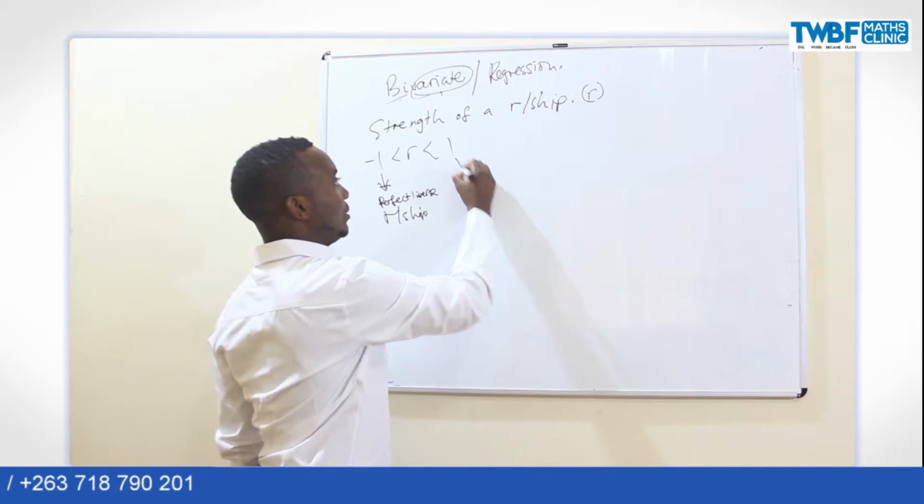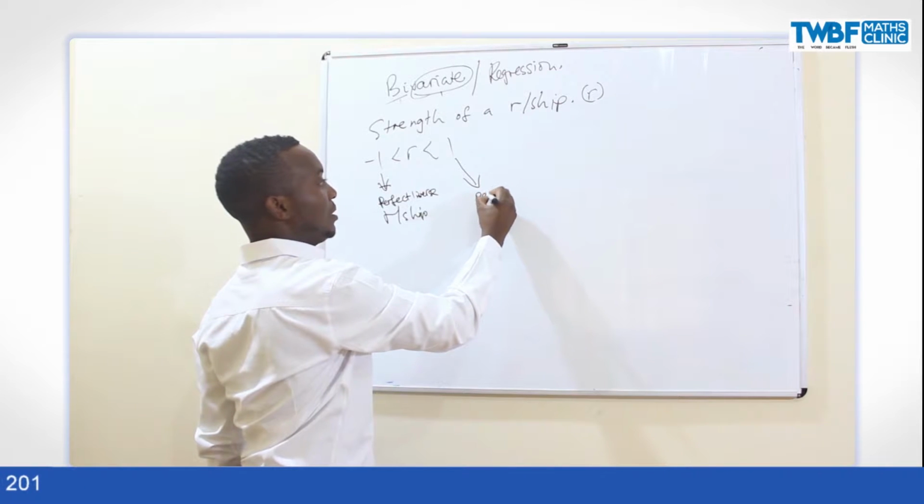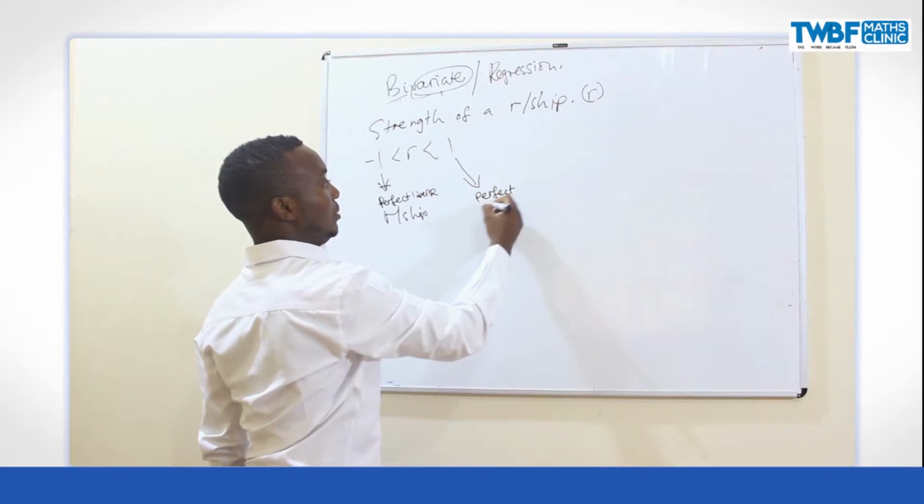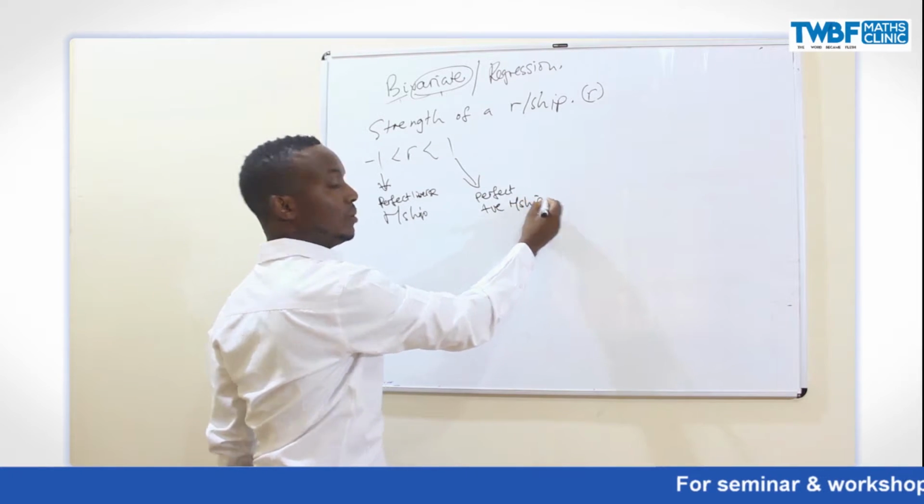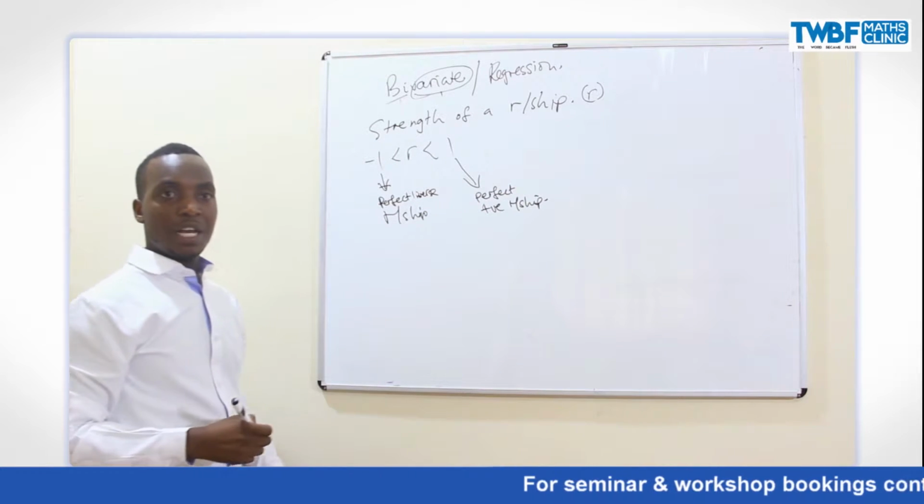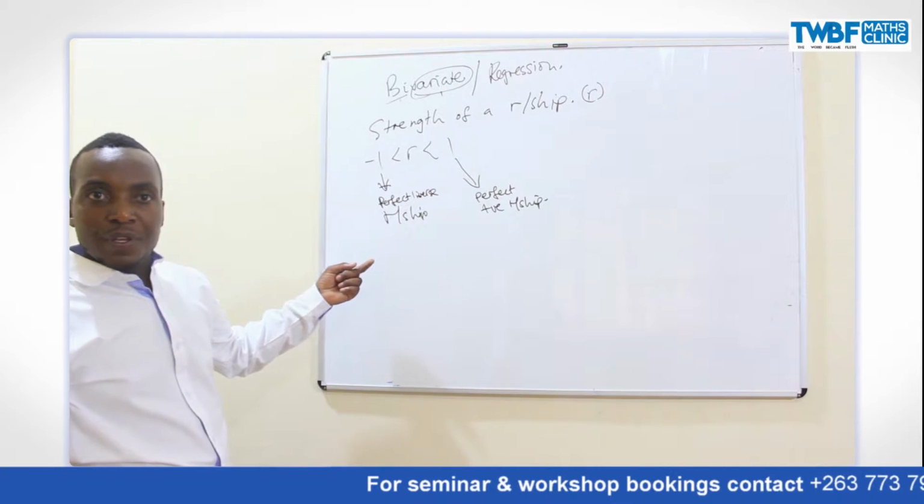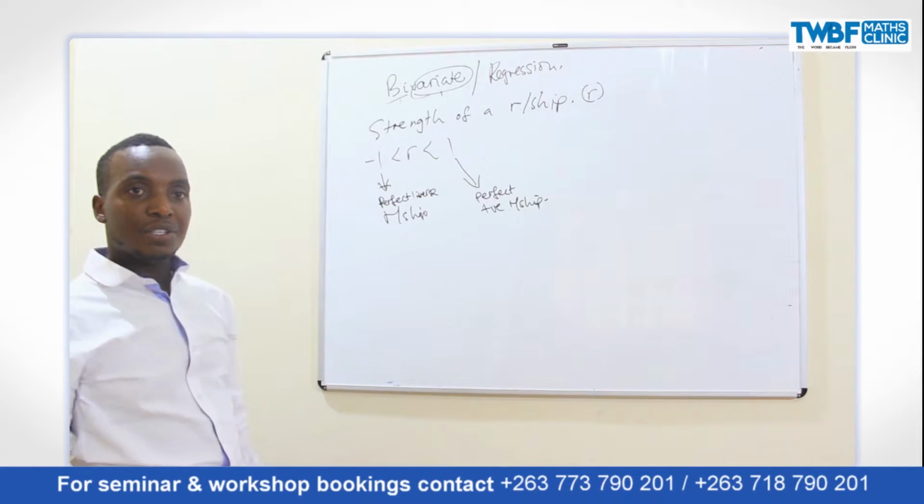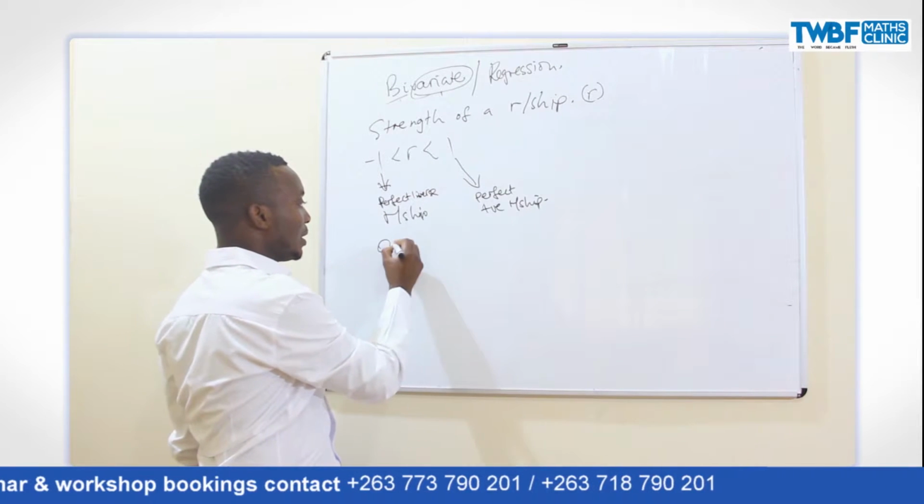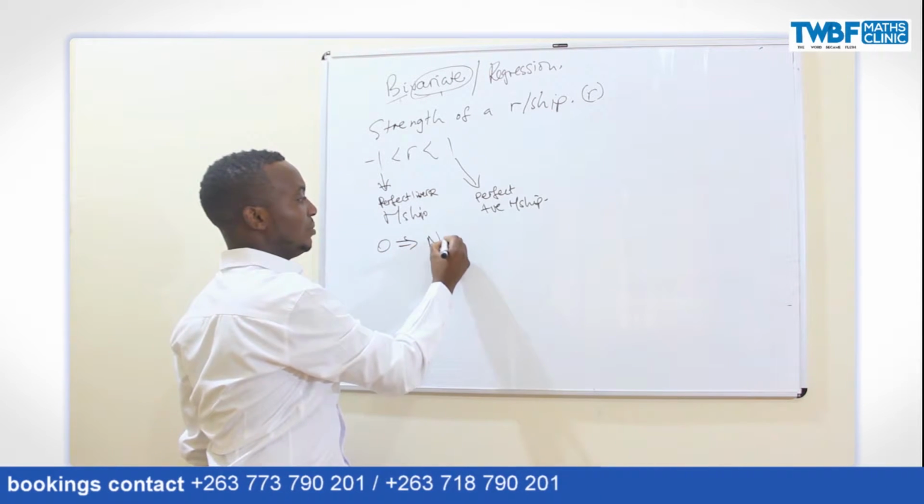If it's 1, perfect positive relationship. Alright. If, say, it's 0, 0 implies no relationship.